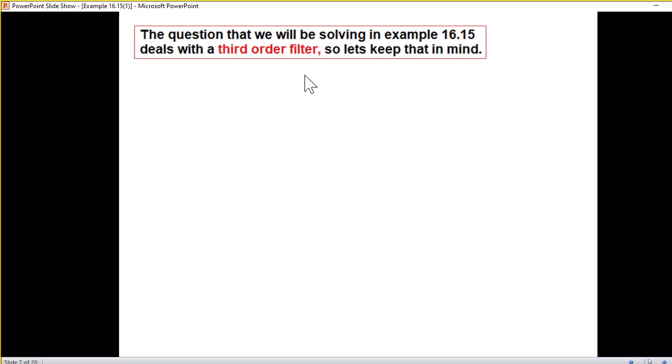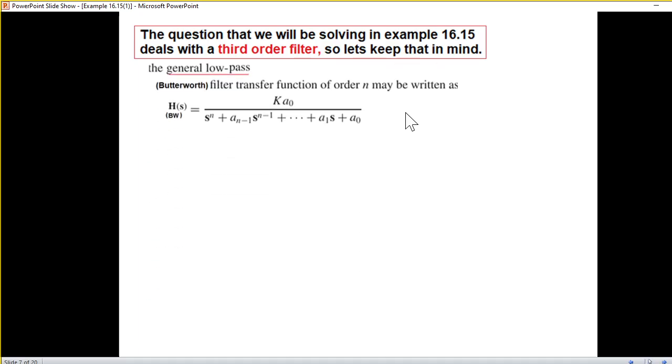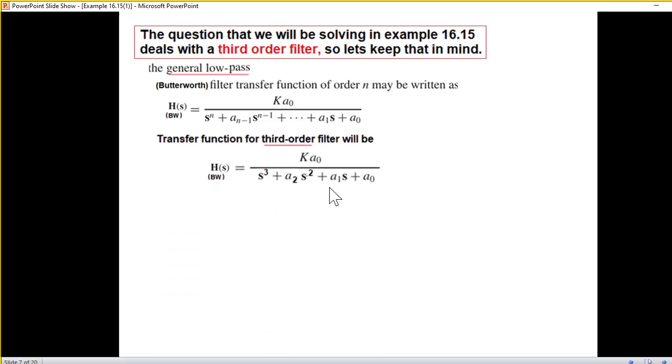Now the question that we'll be solving in example 16.15 deals with a third order Butterworth filter. So we have to keep that in mind. Now, as we had discussed that, this was the general equation. So for third order now, we'll put n is equal to 3. So this will be the third order filter equation for Butterworth.